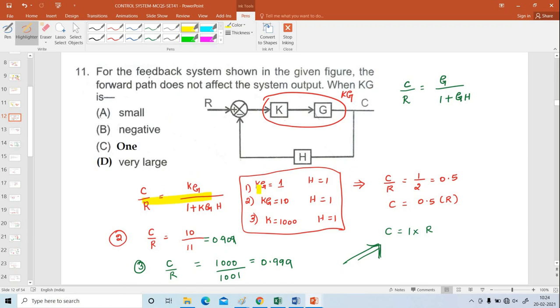We have to use 3 values of KG to find out the solution. First of all, KG equal to 1 and H equal to 1. What is C by R? C by R equal to 1 divided by 1 plus 1, that is 2. The first answer is 0.5.